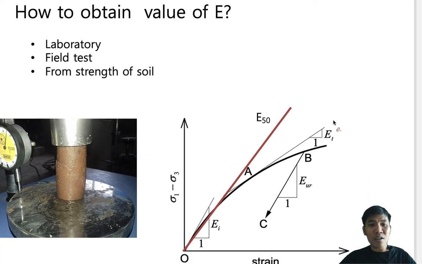The E, or elastic modulus, we have three ways to get it. The first one, we can get it from the laboratory, or we can get it from a field test, or we can calculate it from the strain of soil. From the lab is quite straightforward. If we have the soil sample and you compress it, this one is the so-called unconfined compression test.